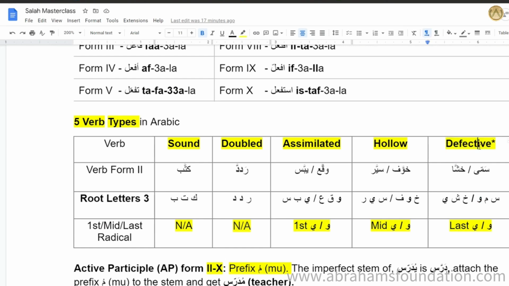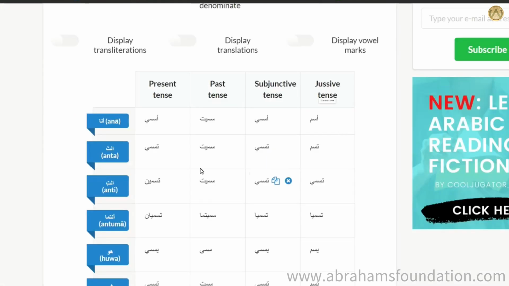Then there's this one, defective, meaning the ending. If the root is a waw, the conjugation is going to be a ya. And if the root is a ya, the conjugation is going to be a waw. It's the opposite. It's totally weird. It sounds like it doesn't make sense, but when you start learning it, it makes perfect sense. Okay, so let's look at it.